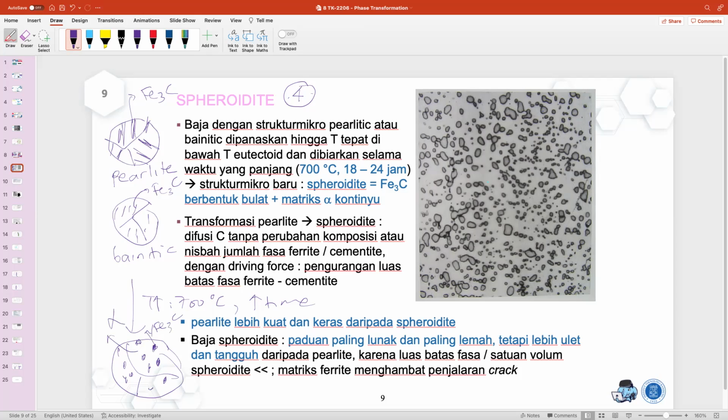Okay, so you can see over here that all the nodules are the Fe3C, and this one also, and the matrix is the alpha. The Fe3C always acts as a border to make it strong, but it's not as strong as pearlitic or bainitic steel, because the area has been reduced significantly.